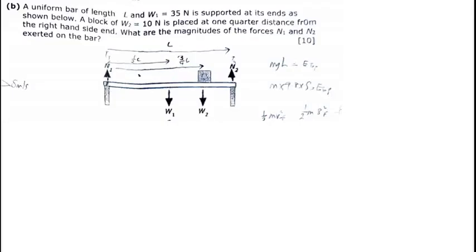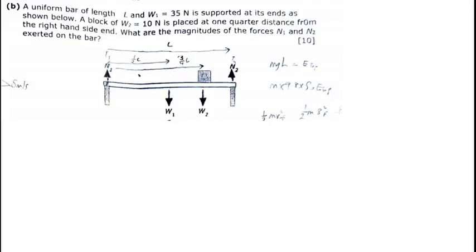A block of W2, which is equal to 10 Newton, is placed at 1/4 distance from the right hand side end. What are the magnitudes of the forces N1 and N2 exerted on the bar?